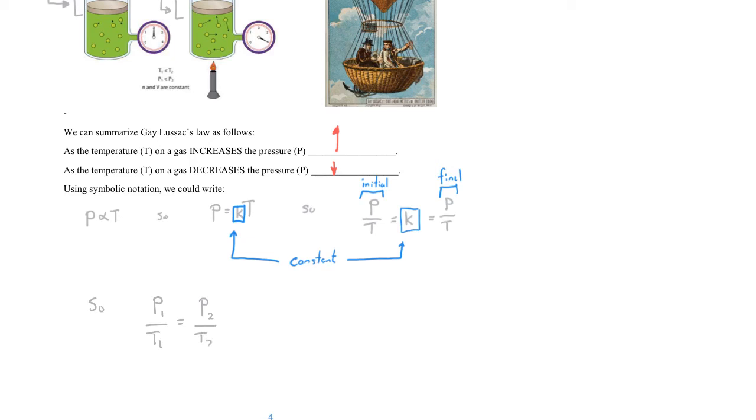P sub 1 divided by T sub 1 is equal to P sub 2 divided by T sub 2, where the subscripts here are just trying to indicate the before a change and after a change, or the initial and the final conditions for a gas. So this is Gay-Lussac's law in the form that we typically use. So we'll know, say, the initial pressure and the initial temperature, and maybe the final temperature, and from that we can derive the final pressure.